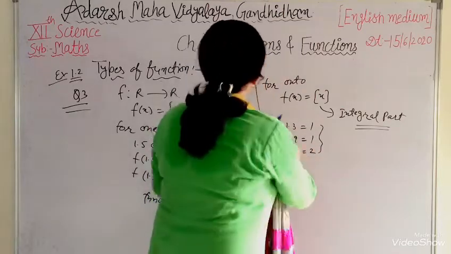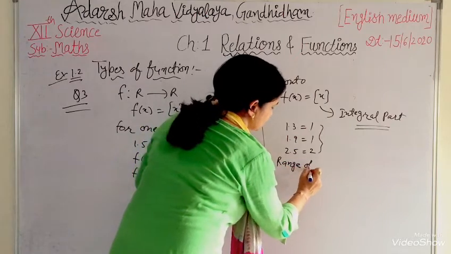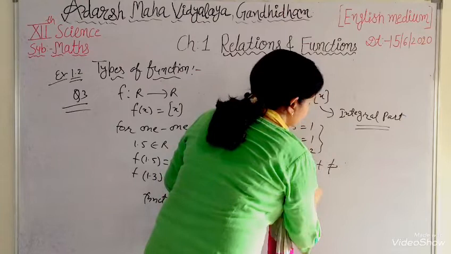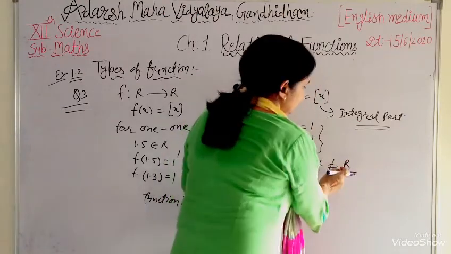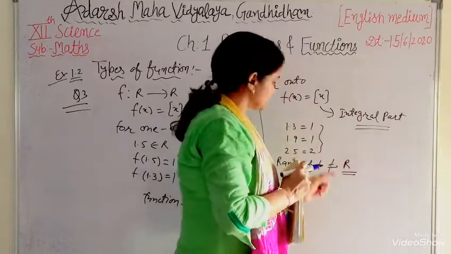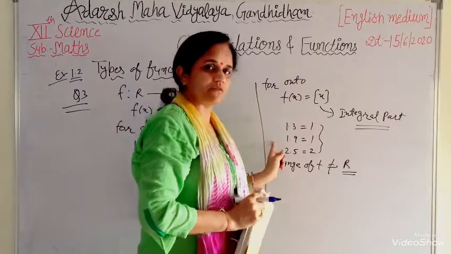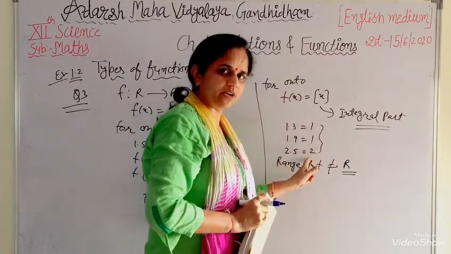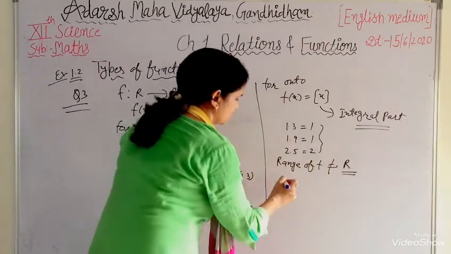Like this, student. So see here, the range of the function is not equal to R. Since R has all the elements including fractions, and here we see that the image of all these types of elements is only the integral part, not a fraction. So it is not onto.